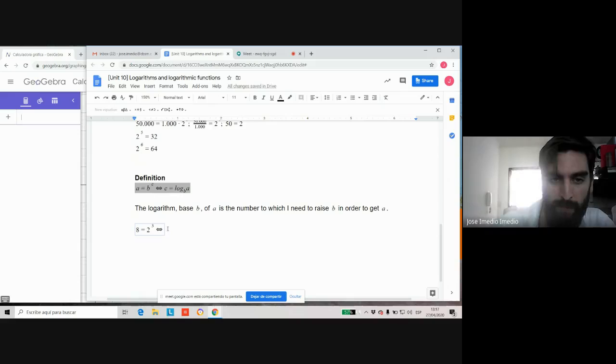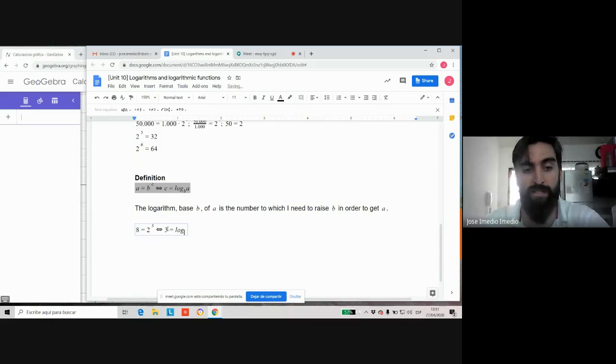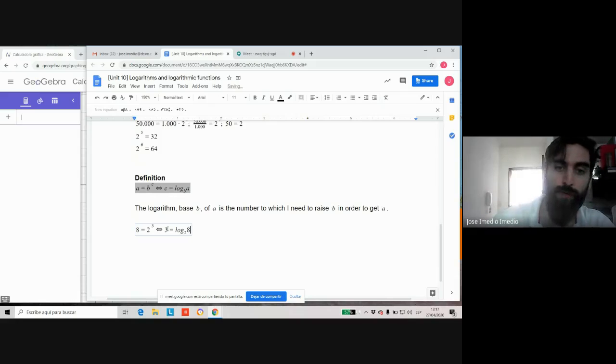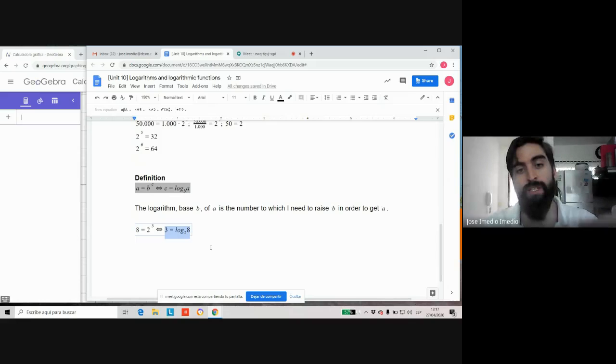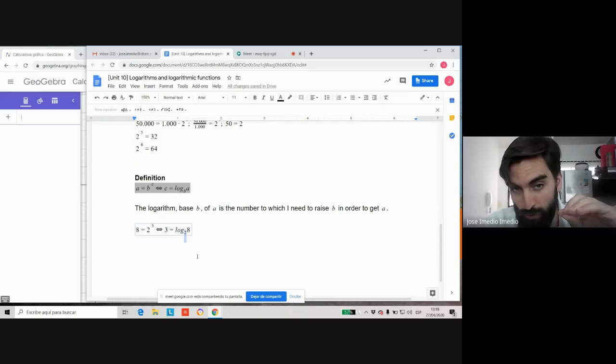So let me write this down. So 3 is the logarithm base 2 of 8. Okay? The logarithm base 2 of 8 is 3. Why? Because 3 is the exponent I need to put on the 2 in order to get 8. Okay?